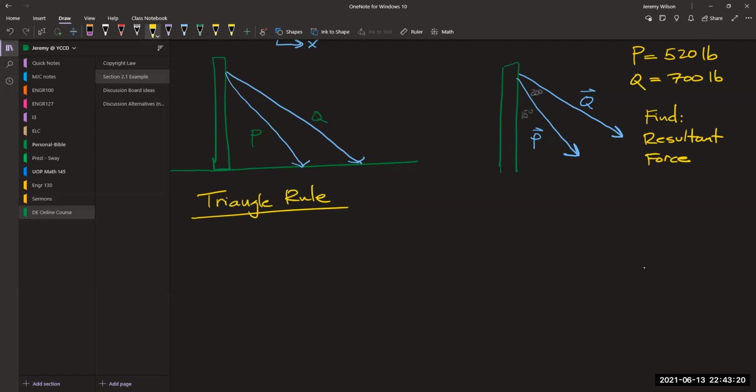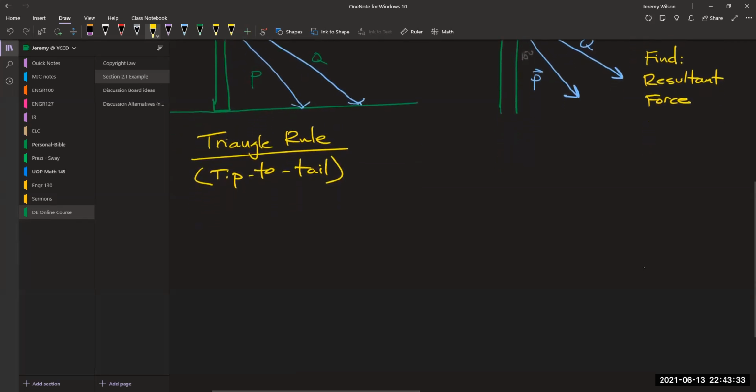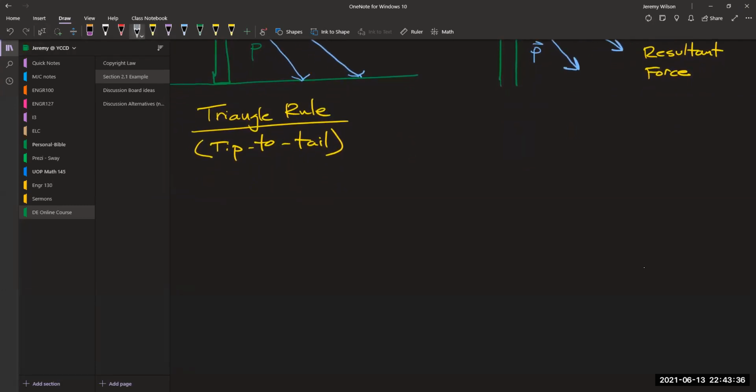And in the triangle rule, just to remind you, we draw our vectors in a tip to tail arrangement. What does that mean? I'm going to start off by drawing the force P. I'm going to draw a reference vertical line. We know that P comes off at a 15-degree angle. And then when we say tip to tail, from there I'm going to draw Q.